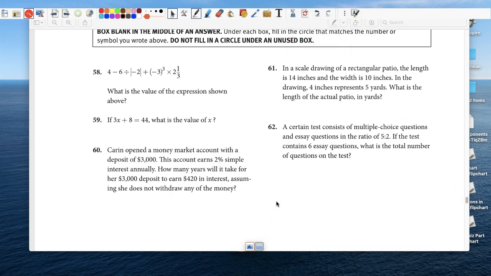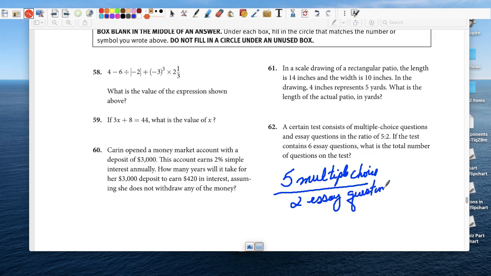No big deal. Question 62. Certain tests consist of multiple choice questions and essay questions in the ratio of 5 to 2. So I'm going to write that. 5 multiple choice. I like to label it instead of just writing 5 over 2. So there are 5 multiple choice questions for every 2 essay questions.